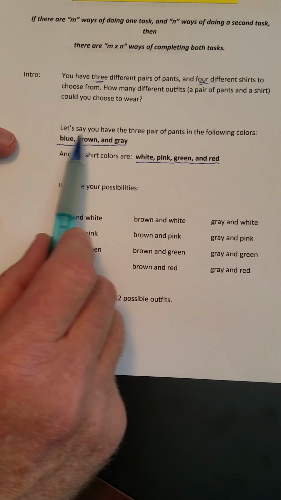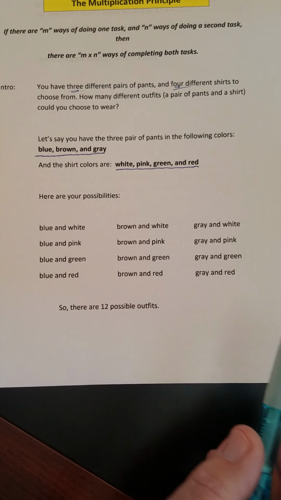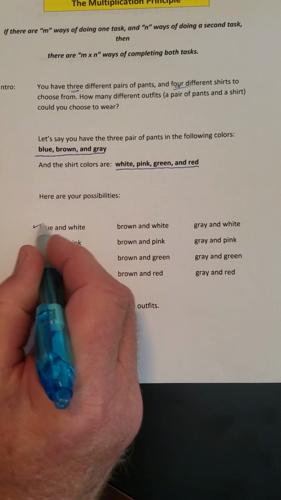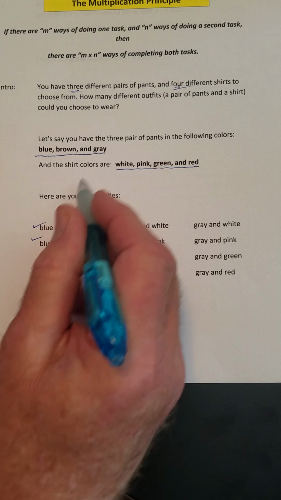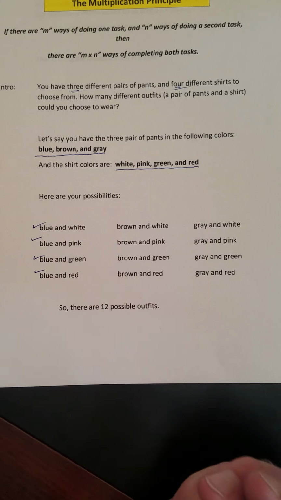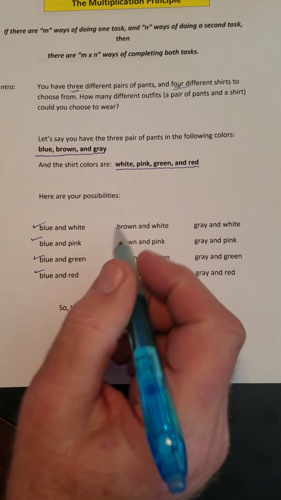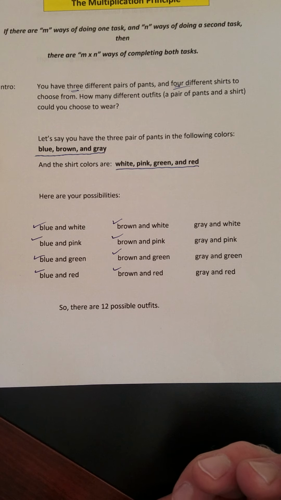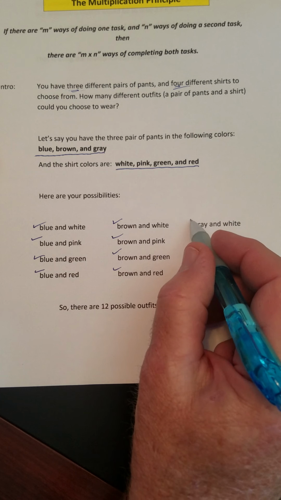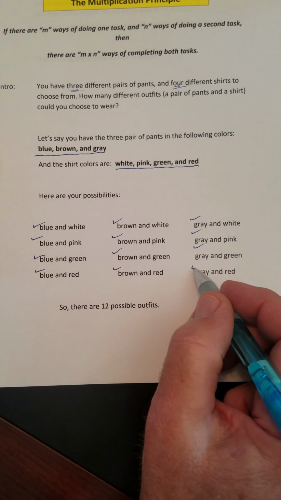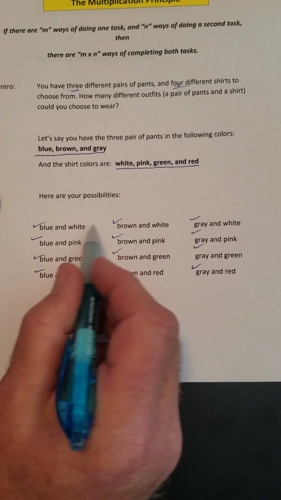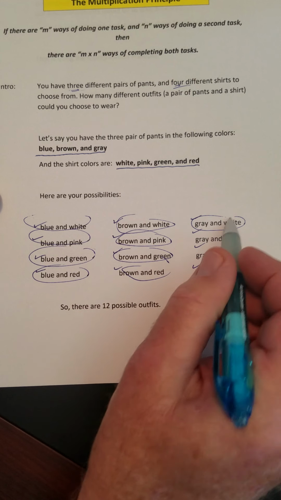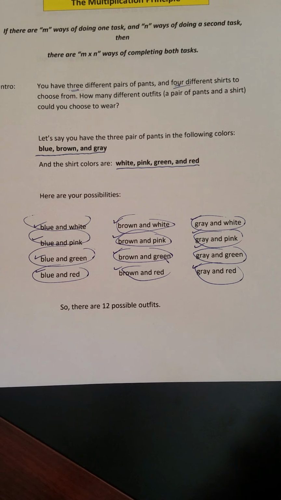The idea is we're going to match each of these with each of those. If I start out with a blue pair of pants, I could go blue with a white shirt, blue with a pink shirt, blue with a green shirt, and blue with a red shirt. When I go to the brown pants, I could have brown and white, brown and pink, brown and green, and brown and red. And for the gray pants, I've got gray and white, gray and pink, gray and green, gray and red. You get the idea. If you counted up all these different possibilities, there should be 12 of them.